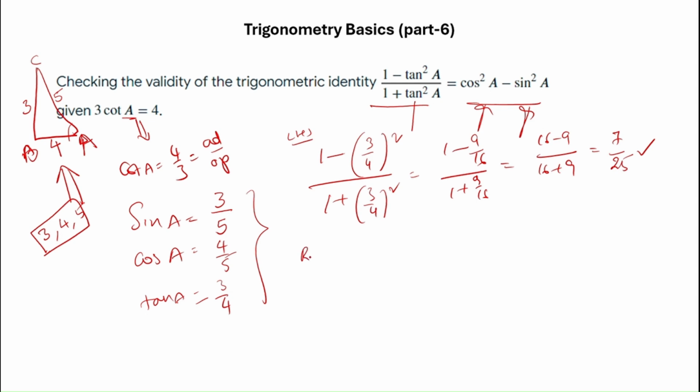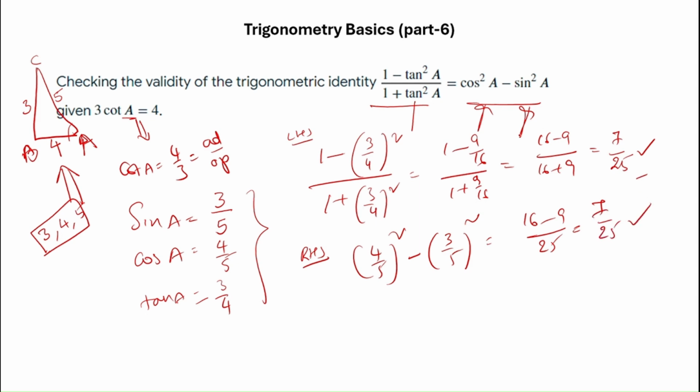Now take the RHS of the problem. Cos square, which is 4 by 5 whole square, minus sin square, which is 3 by 5 whole square, which is 16 minus 9 by 25, which is also 7 by 25. So both are the same, therefore the identity is valid. So this is the extension after knowing the trigonometric ratios. If you know the trigonometric ratios, then you can prove any trigonometric identity from the values.